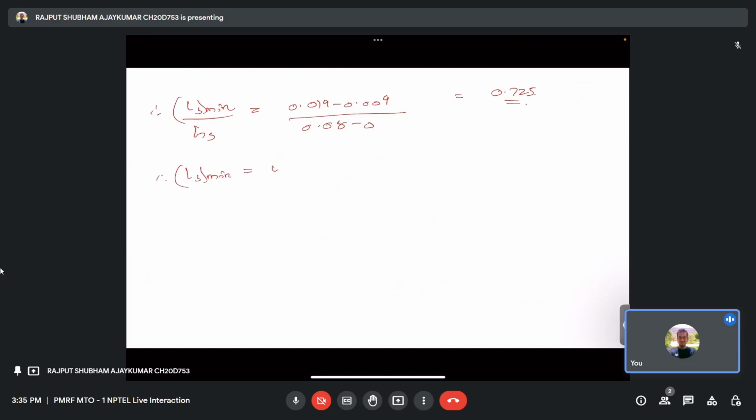Therefore, the minimum solvent rate required, with Gs given as 48.5, is 48.5 into 0.125, equal to 6.06 kilomole per hour. So this is how you can derive the minimum solvent rate required. This is one of the basic fundamental concepts that you need to take care of while deriving some of the equations in the tower.